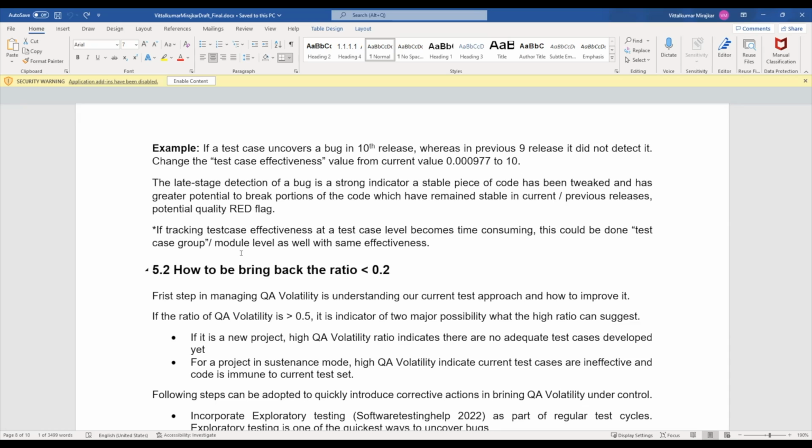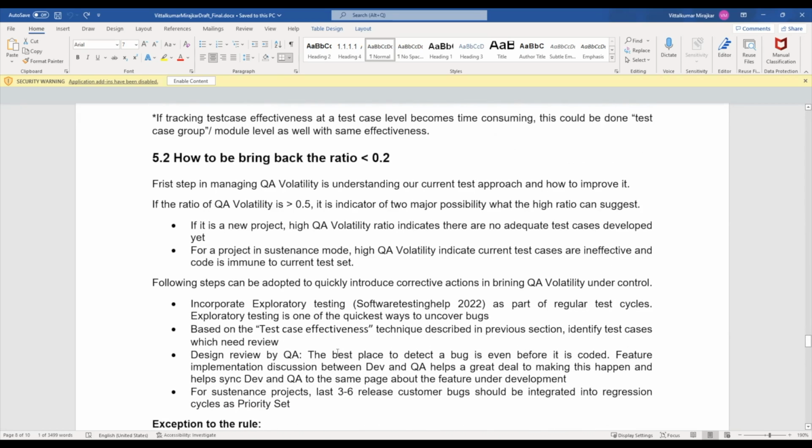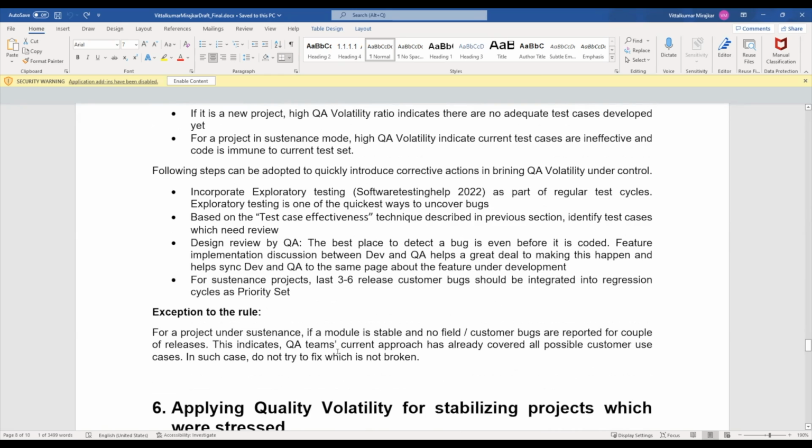And using these two pieces of information, we need to now start building our approach. How do we bring back our quality volatility to less than 0.2? Now, one of the easiest steps to incorporate is that we need to write new test cases and review existing test cases. A traditional automation approach would be to build automation so that tests are run extensively on all possible platforms and environments and so forth. Automating a test set is the ideal way, but it's a long pole. It would take time.